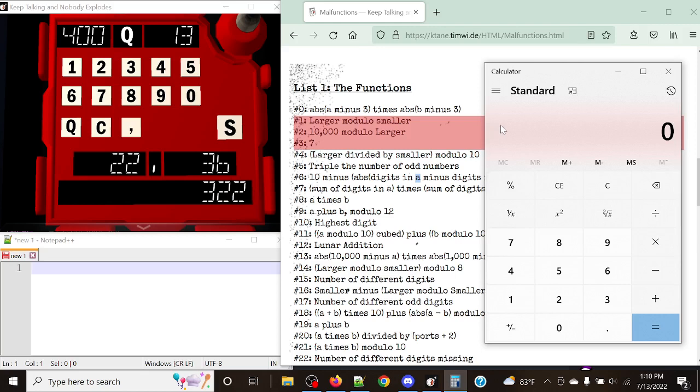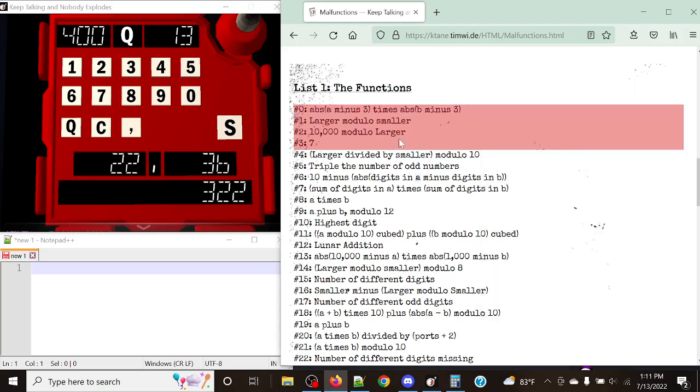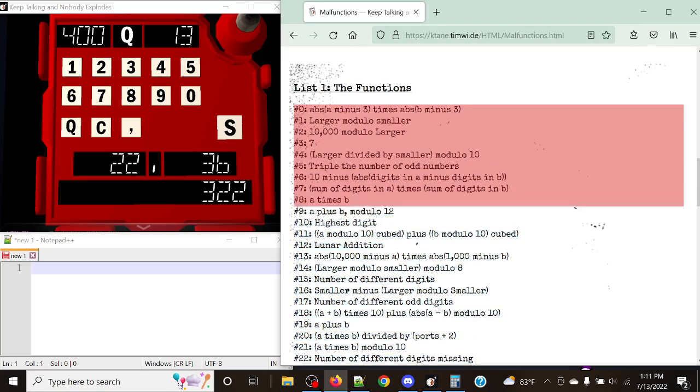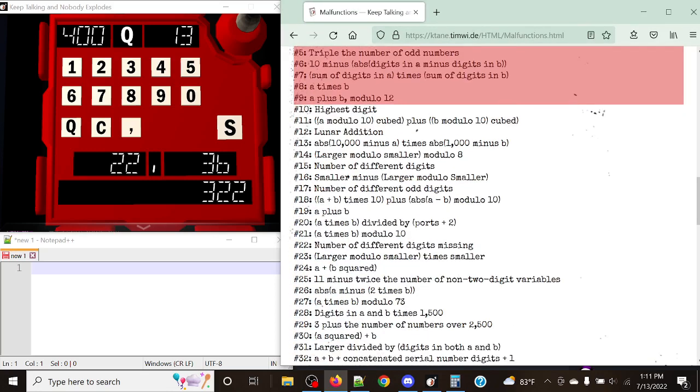So let's get right into this though. So it could be absolute value of A minus 3, in this case being 19, times absolute value of B minus 3, which is going to be 33. Nope, not going to work. Too far off. Larger divided by smaller, modulo 10. No. Triple the number of odd digits, not going to work. 10 minus, that's no. Sum of the digits in A, that's too little. A times B, we already determined that's false. A plus B, nope. Highest digit is a no.